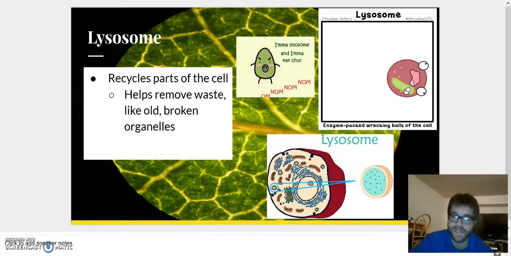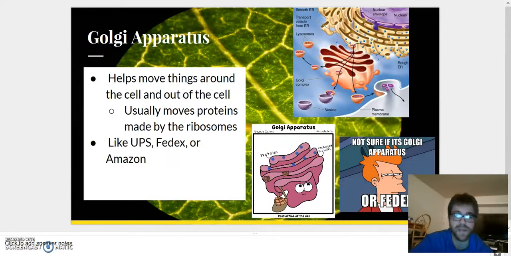Alright, so we're getting to the end of our cell organelles here. Next we have the Golgi apparatus. The Golgi apparatus helps move things around the cell. Start here, moves it here. That's what it does. It moves proteins made by the ribosome.